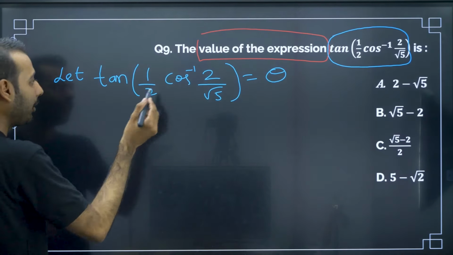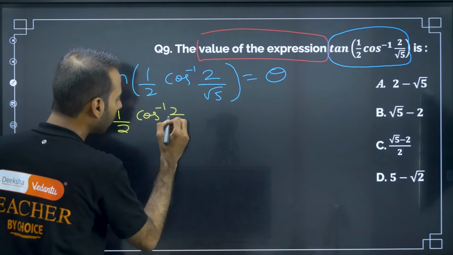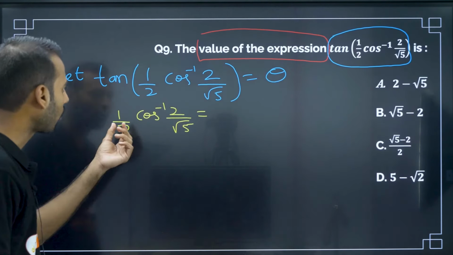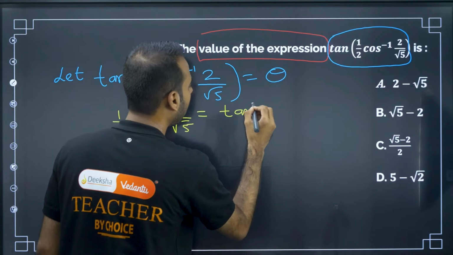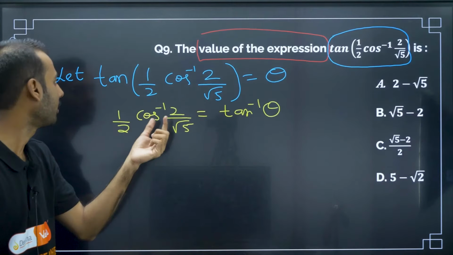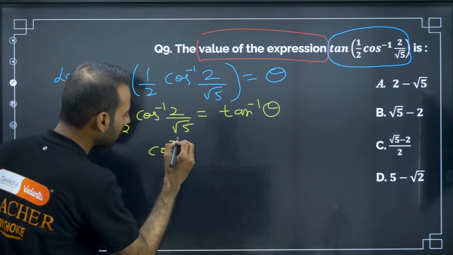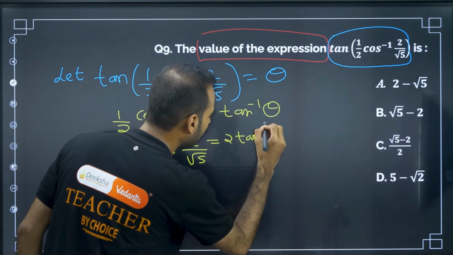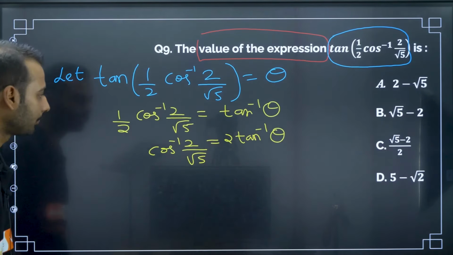Now if I apply tan inverse on both sides, this becomes 1 by 2 cos inverse 2 by root 5 is equal to tan inverse theta. See here, for this equation I am applying tan inverse on both sides. Now cos inverse 2 by root 5 is equal to 2 tan inverse theta.